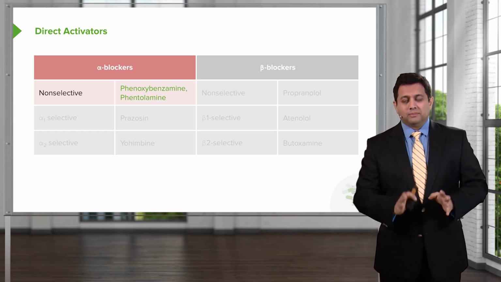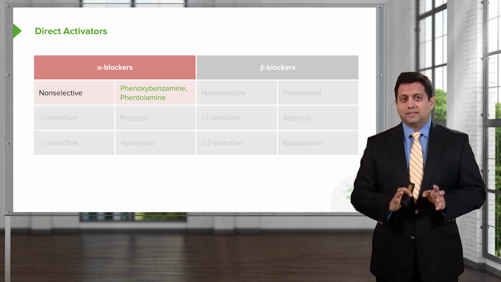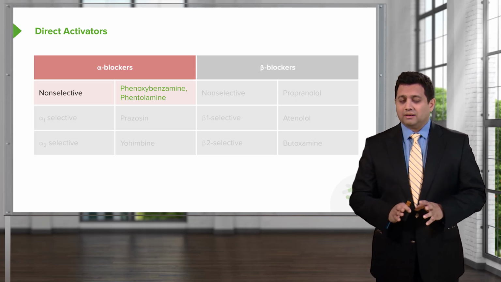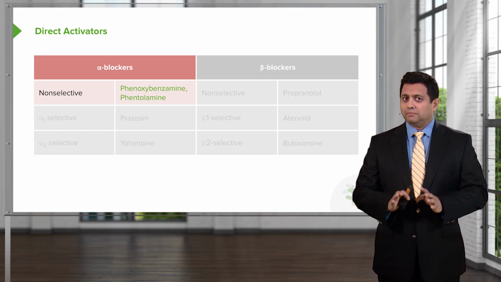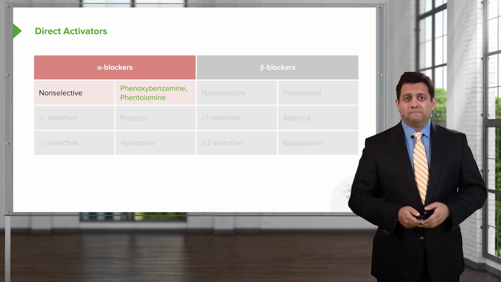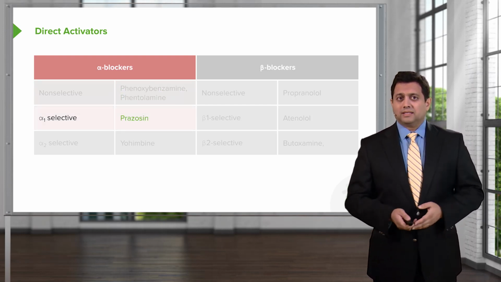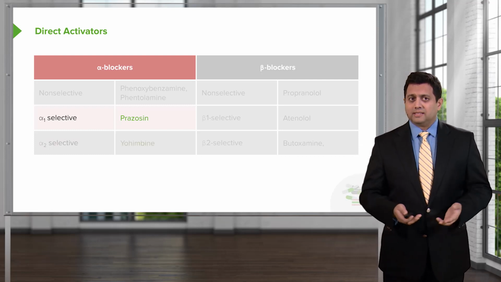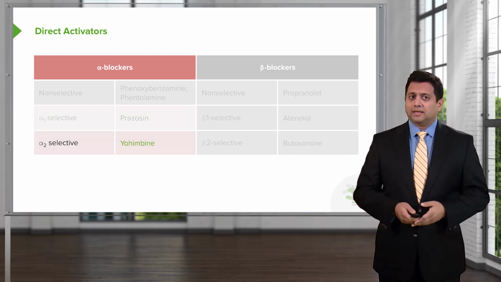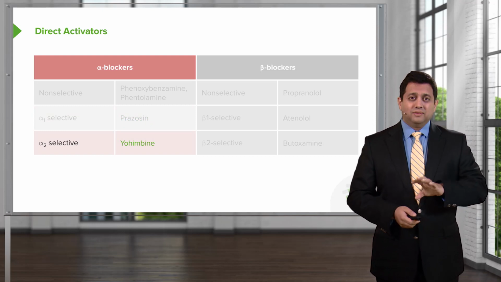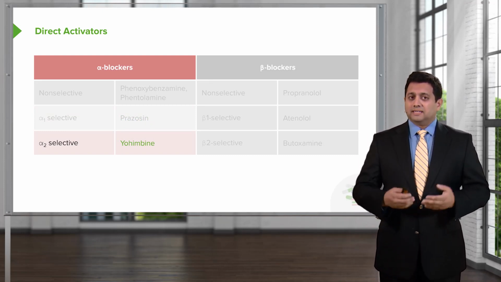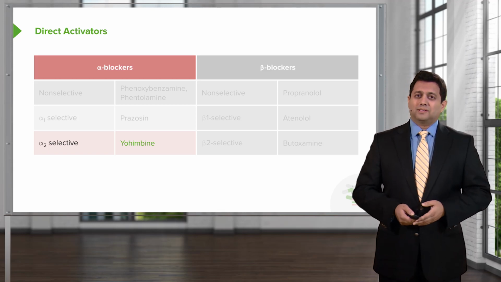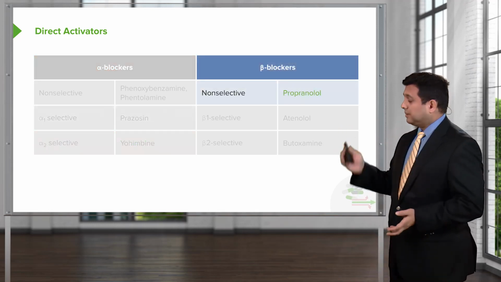I want you to remember these drugs. I'm only going to pick the ones that you're going to be tested on. There are literally hundreds within each class, so let's just focus on the important ones, but you do need to know them. The alpha-1 selective agent of choice is prazosin, and the alpha-2 selective agent is yohimbine. I've never used yohimbine in clinical practice, but I always remember it because it's the one that we had to memorize for exams.